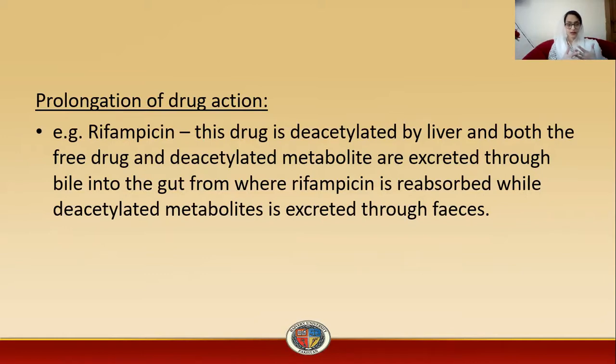So in this route, with this drug, the drug gets deacylated by the liver enzymes, and the deacylated drug and also the free drug are both excreted through bile into the duct. When it comes into the gut, what is the next process which happens with rifampicin? Rifampicin, which is available in the free form, gets reabsorbed from the gut back into the liver, and the deacylated metabolites, in which the active drug is converted, are excreted through feces, or in the form of fecal material.